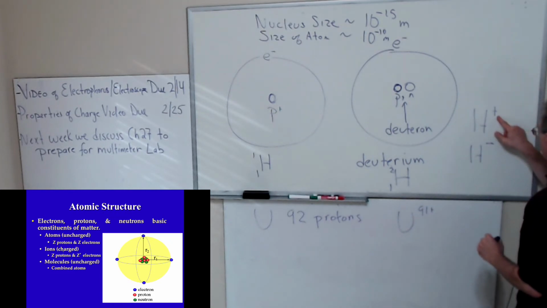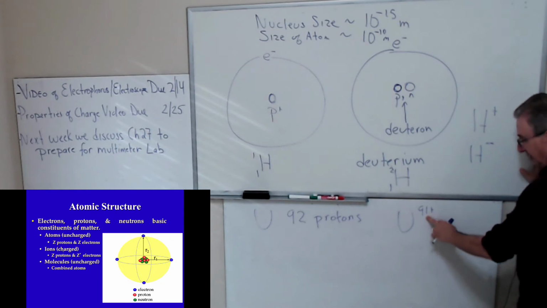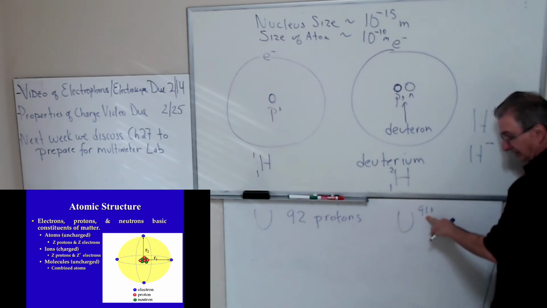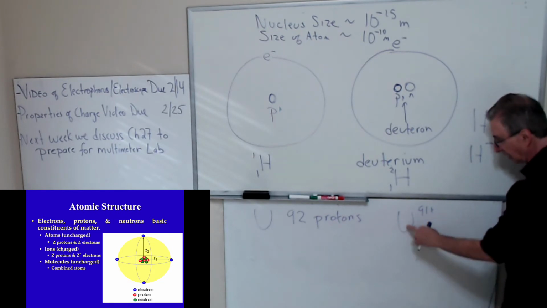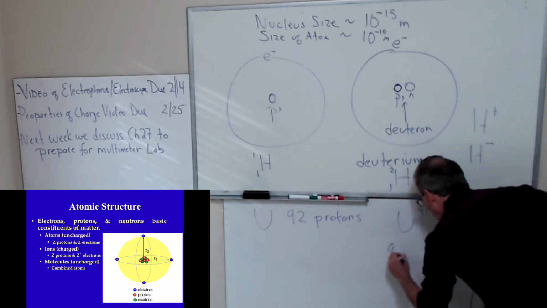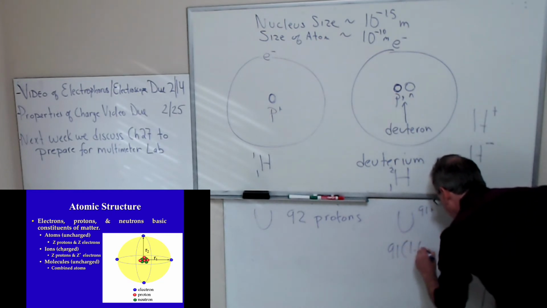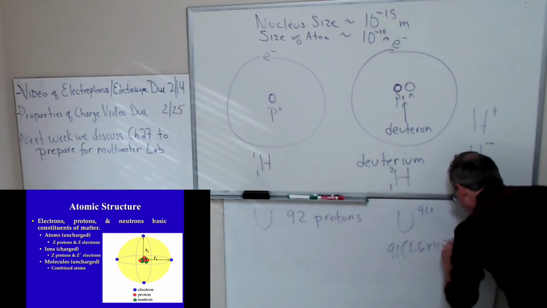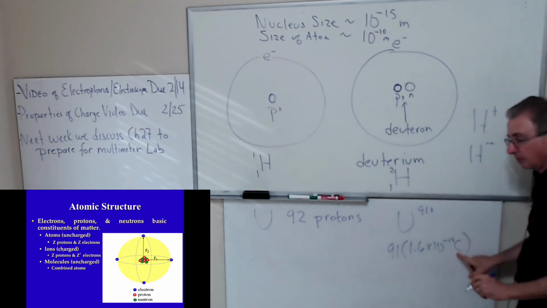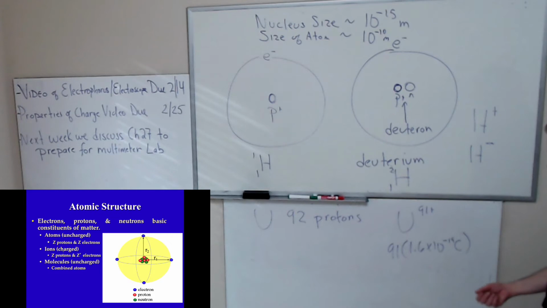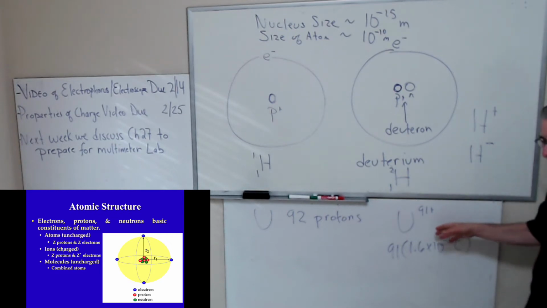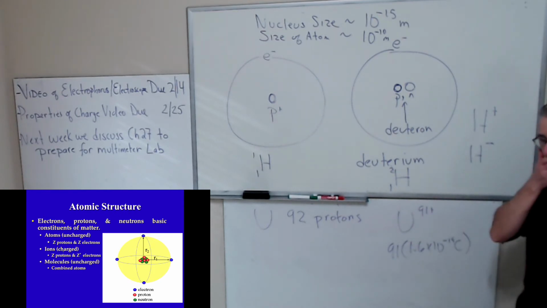Each one of these numbers means you have some number of electrons removed. So 91 means you removed 91 electrons. So the total charge of this thing is going to be 91 times 1.6 times 10 to the minus 19 coulombs. Remember, the coulomb is the unit of charge. Of course, this is very unstable. It's going to want to react with anything. It's going to want to suck up electrons right away. But you can create that in the lab.